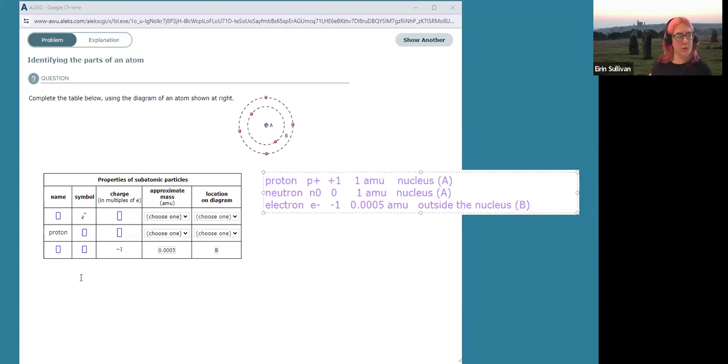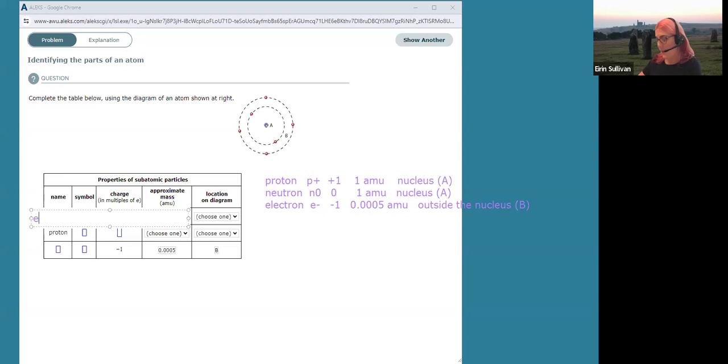So what you need to do is look at what you're given, and from that, synthesize the information you don't know. So we are given this symbol e minus, that's telling us it's an electron. So straight away, I know that that is an electron. An electron is always negatively charged, so its charge is going to be -1 e. Its approximate mass is small, 0.0005 AMU, and it is located outside the nucleus.